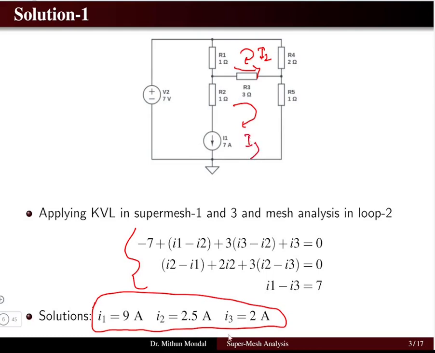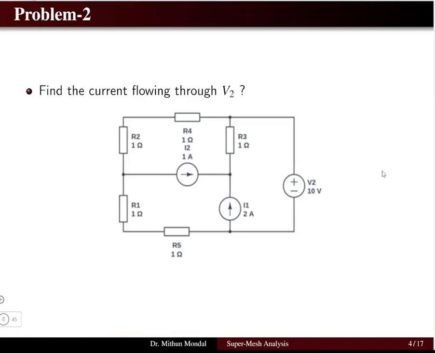Then comparing the currents I2 and I3, we find that I2 is more than I3. So we take I2 minus I3 as the current which is flowing through the 3 ohm resistor. So it will give us 0.5 ampere as the current which is flowing through the 3 ohm resistor. So this is the solution for problem number 1.